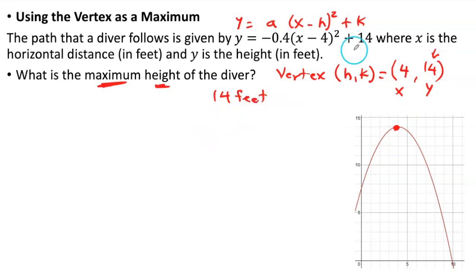That's straightforward, easy problem. If they ask me, what was the distance that he traveled horizontally when the vertex happened? Then that'll be the x value, and that'll be 4 feet. So the diver horizontally traveled 4 feet when he reached the maximum height. All right, let's do another one.